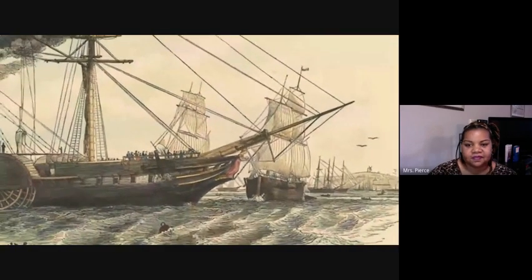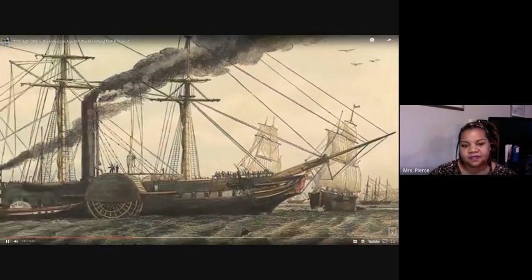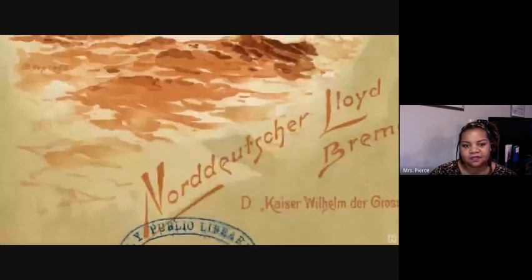Example number 1, ships. As you may remember, up till this time, ships are powered by wind blowing into sails. But if you stick a steam engine on a ship, then it doesn't matter if the wind is blowing from this direction or that direction. You can go wherever you want because you don't need the wind anymore. This had a big effect on trade.